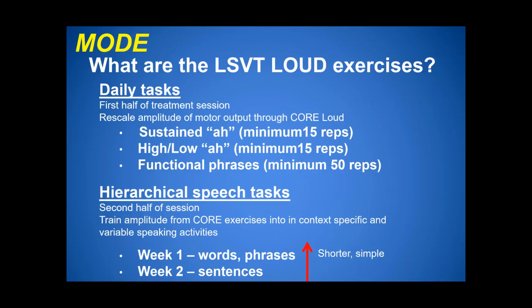On the first half of the session, the patients do what are called daily tasks. They do something called a sustained ah, where they say ah for as long as they can, a minimum of 15 repetitions to really build that vocal endurance of keeping their voice at the right threshold of sound pressure level. They do something called highs and lows, where they go as high as they can and as low as they can with their ah. And then they do functional phrases.